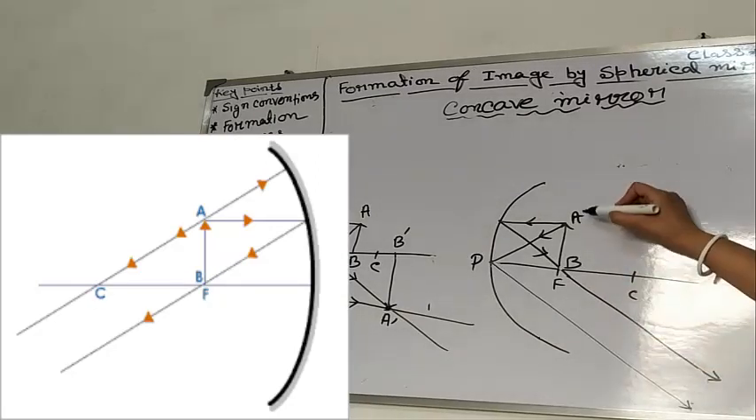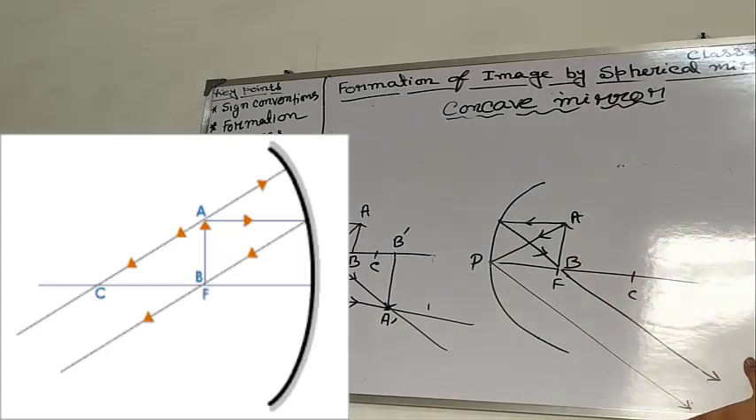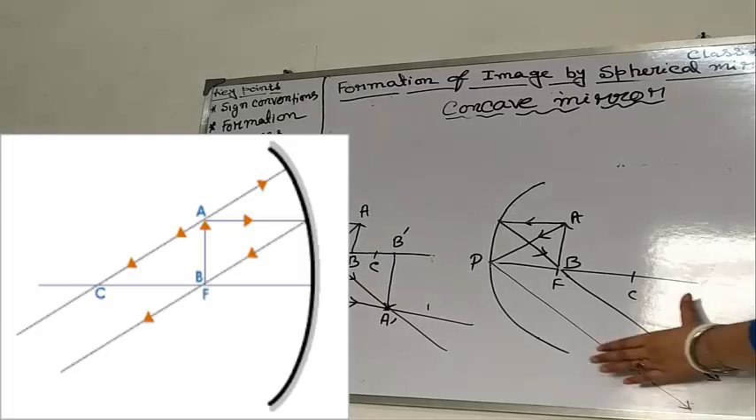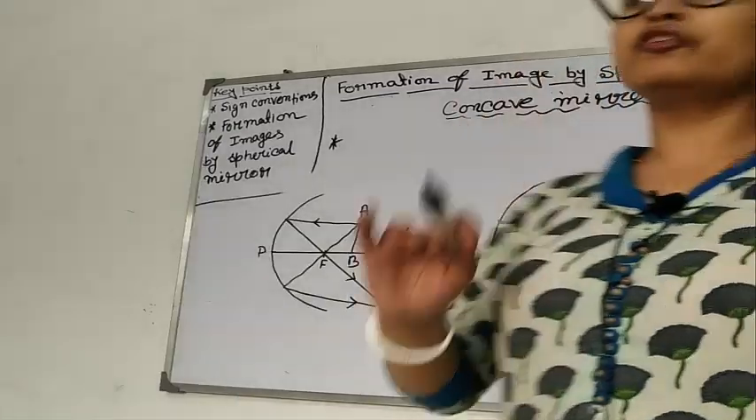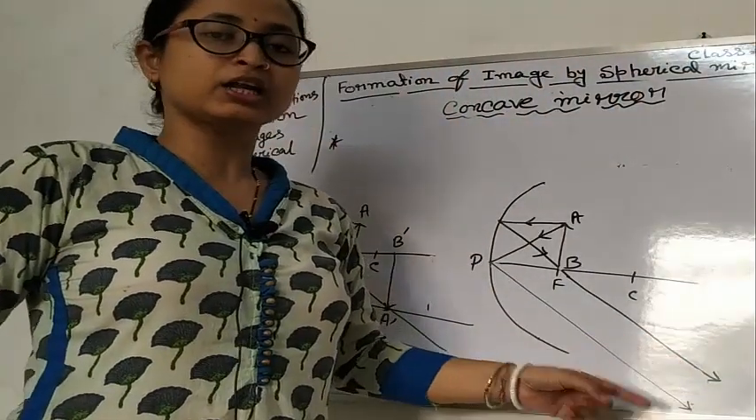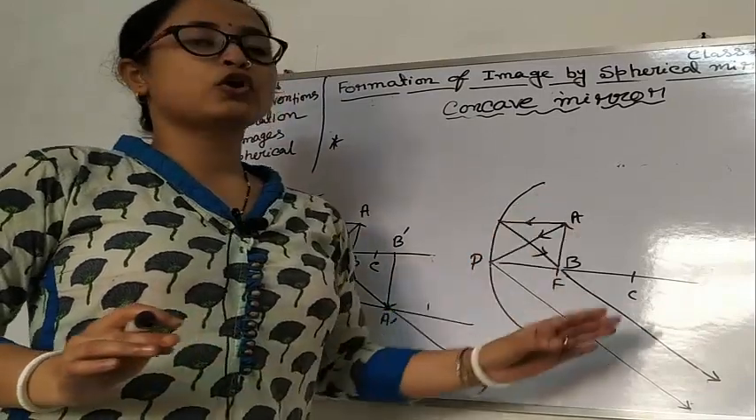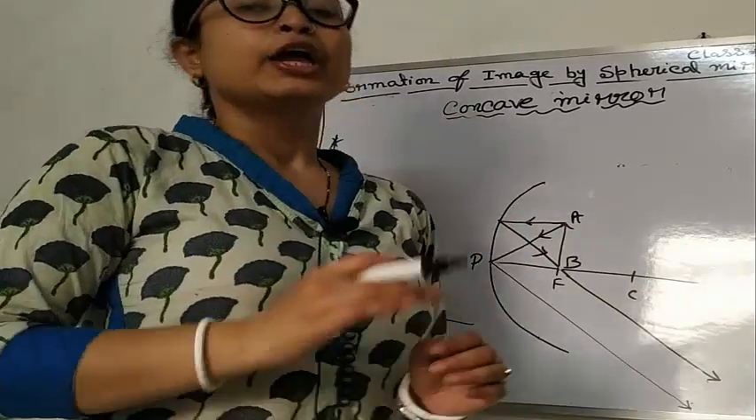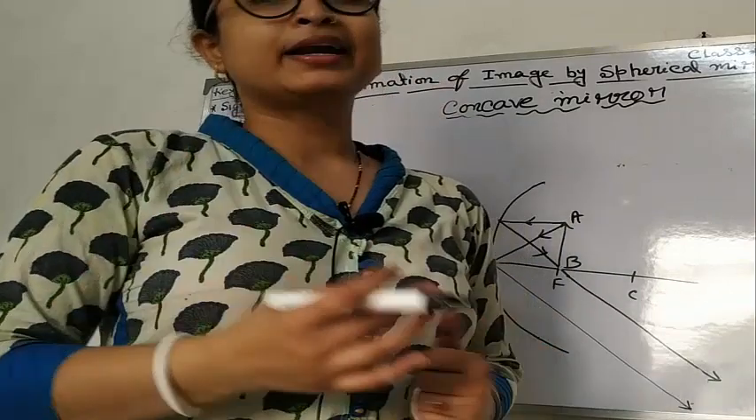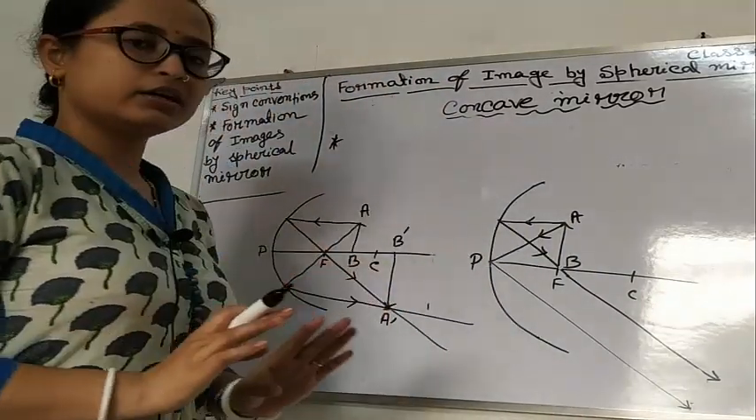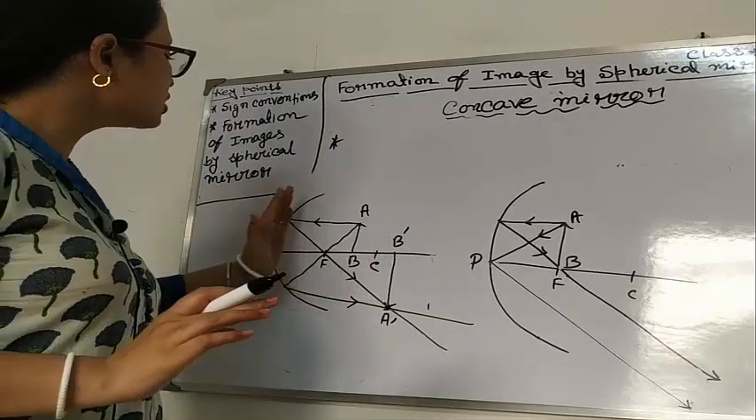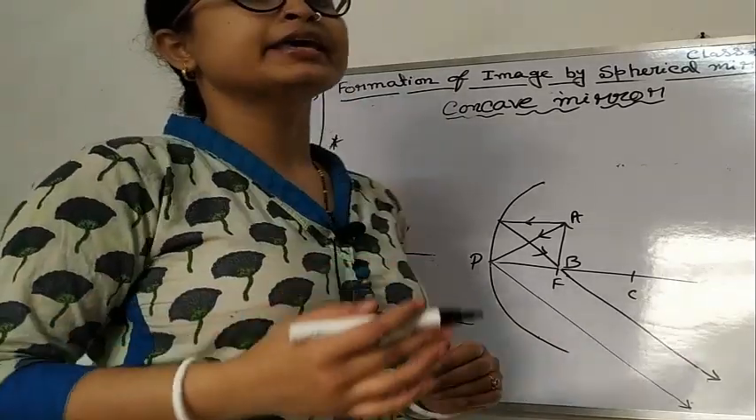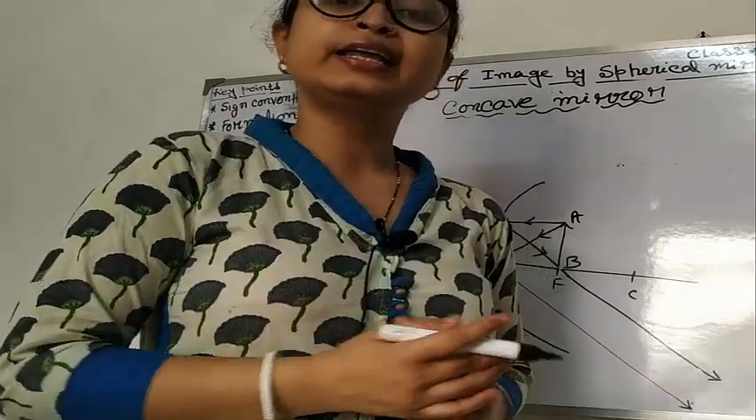what happens? Again, you can see these reflected rays do not meet at any single point. That means if you extend these lines, they will meet at infinity, because they become parallel. So you can say that the image is formed at infinity and it will be very magnified or enlarged. Clear? One thing you can see, whenever we bring the object closer to the concave mirror, the size of the image increases.